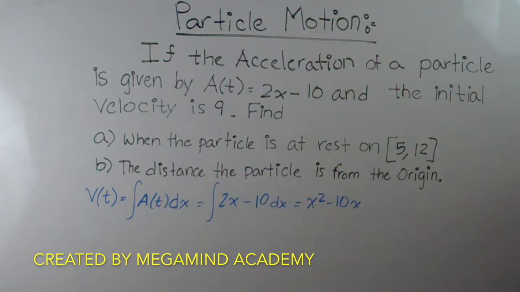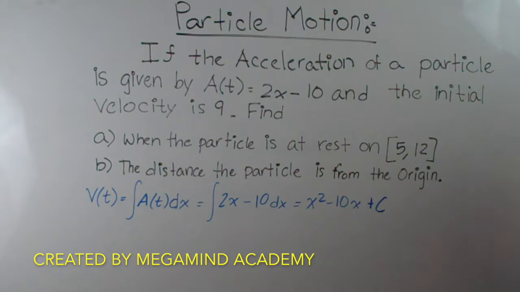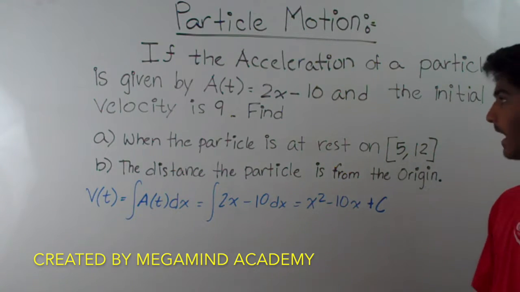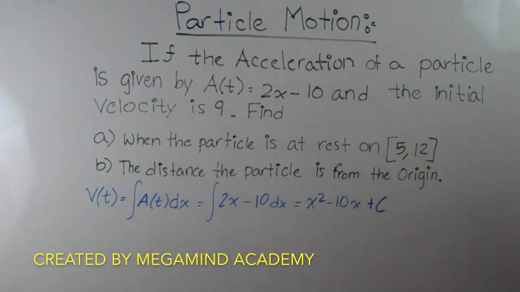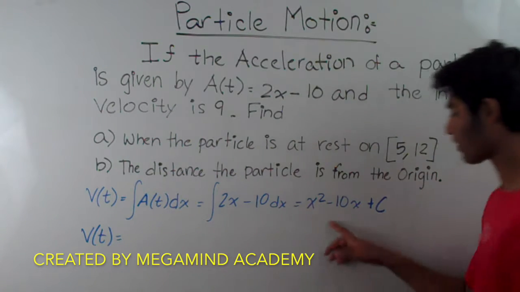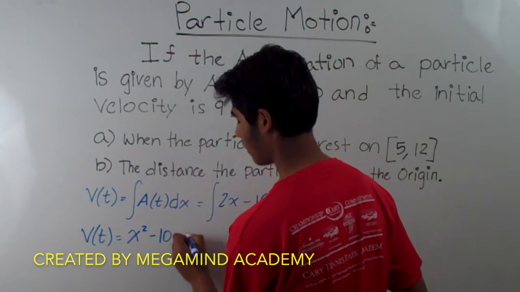Now, we know that the initial velocity is 9, so we have plus c over here, so we know that v of t is equal to x squared minus 10x plus c. But what is c? Well, we know that v of 0 is equal to 9, because the initial velocity, which is at x equals 0, is 9. So when we plug in 0 into this equation, we should get 9. So we get 0 minus 0 plus c, meaning that c is 9. So that means that v of t is equal to x squared minus 10x plus 9.